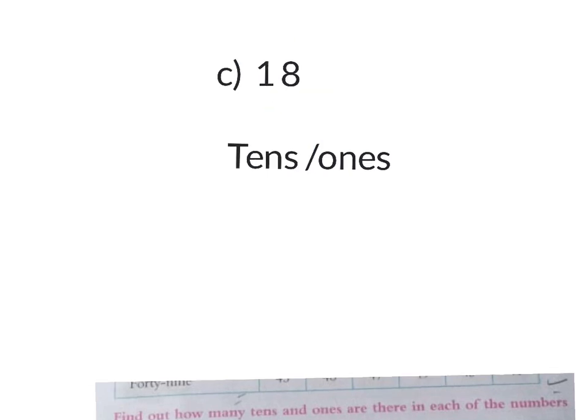In part C, what is our part C? 18. Okay, in part C the number is 18. It's a two-digit number and we have to find out tens and ones in this part. Dear students, 8 comes at ones place and 1 comes at tens place. So there are 1 tens and 8 ones.